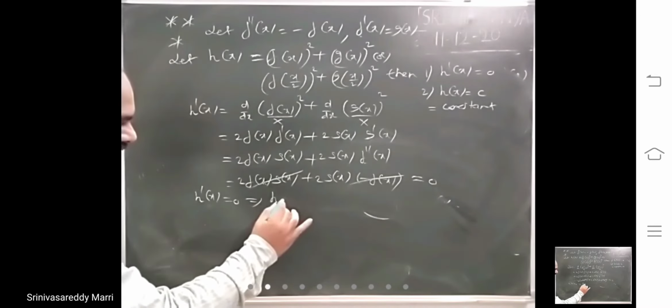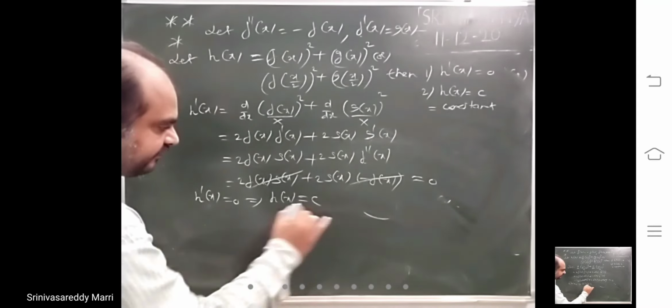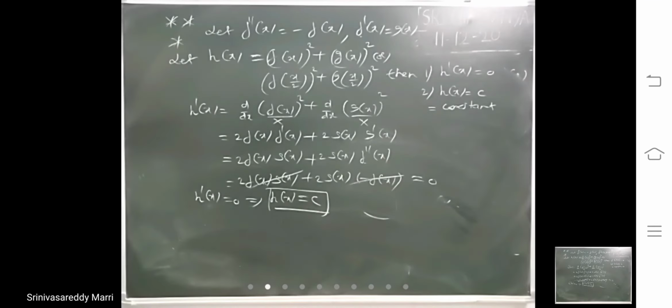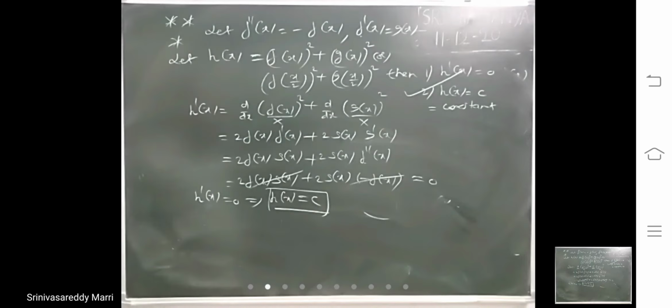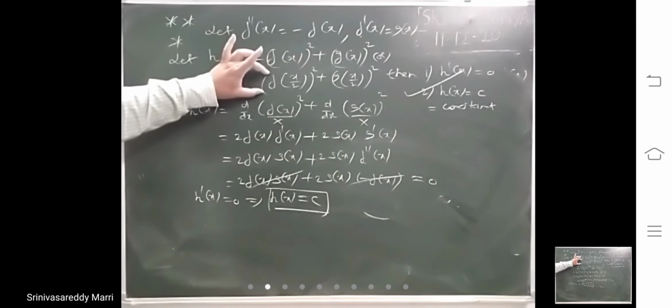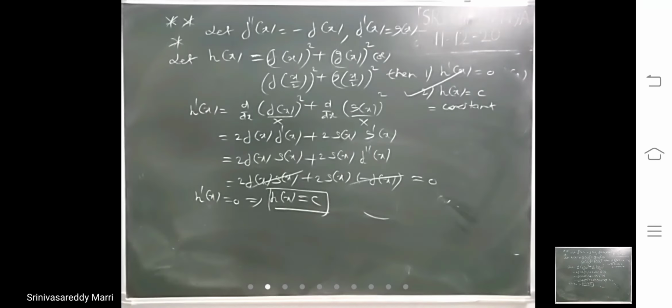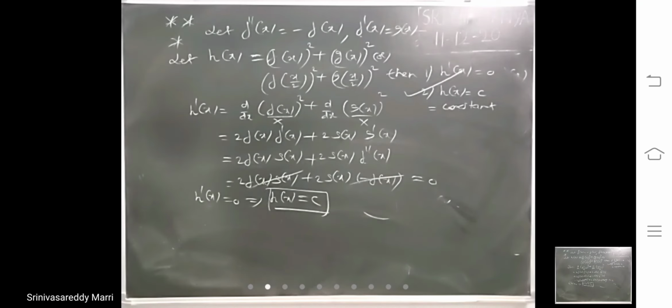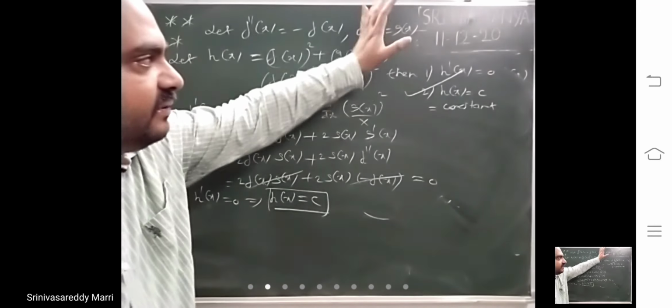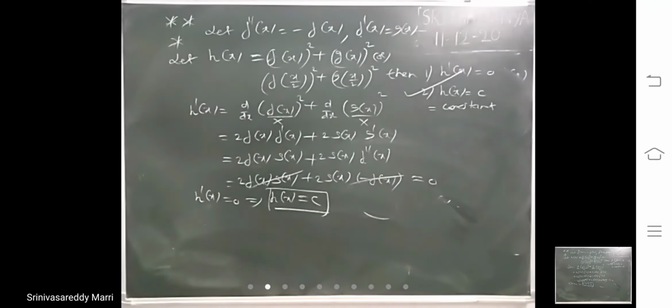That implies h of x will be what? A constant function. This point you have to remember. In the same manner, if you take the derivative of this, it will become 0. H of x is always constant, for any value of x. Whenever such a type of function is given, h dash x will be 0.